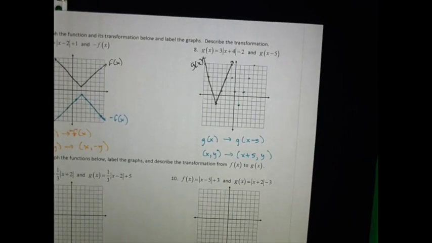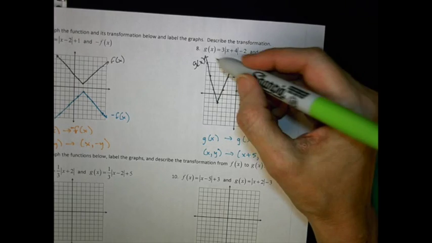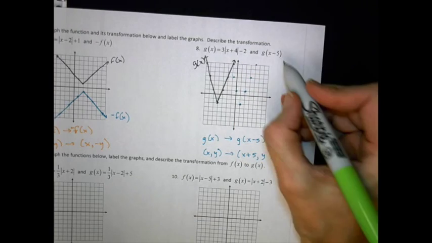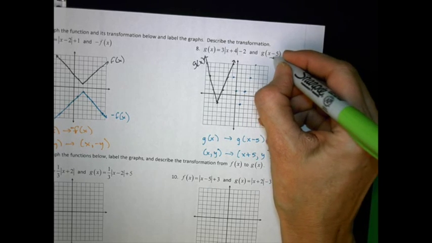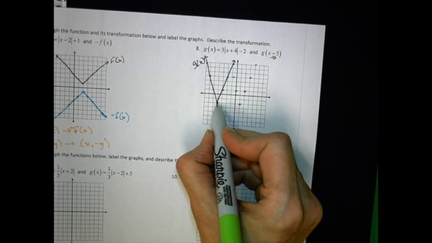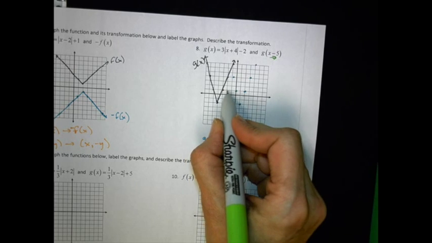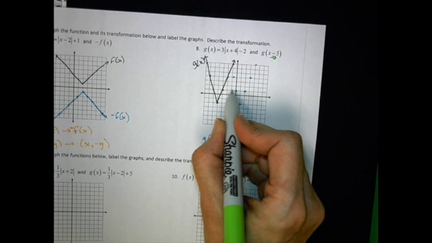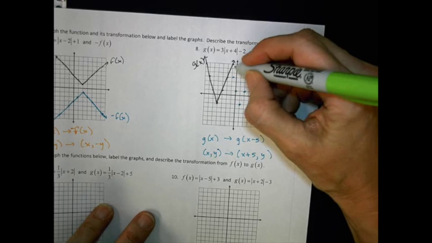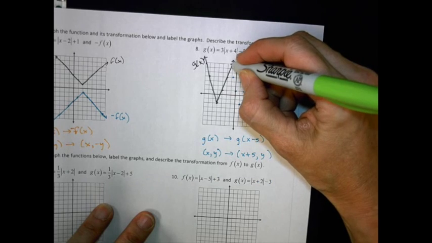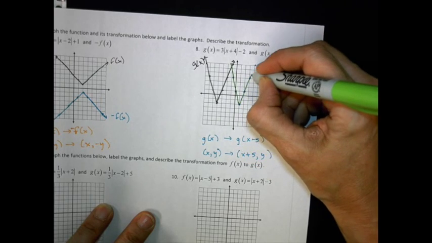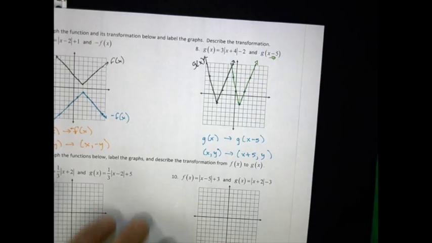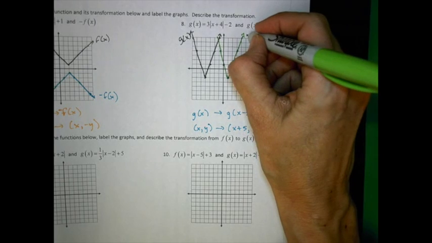For number 8, I graphed g of x as it was. Now, because it says g of x minus 5, I know I'm going to be moving sideways 5, so each and every point I could count over 5, this one to this one, this one to this one, and I eventually will get this graph right here. And this is g of x minus 5.